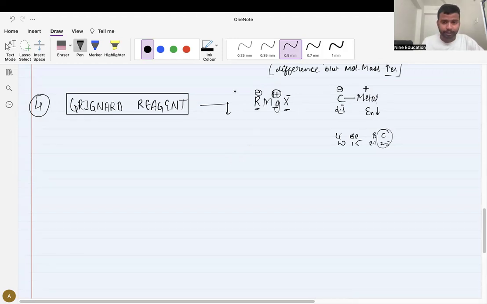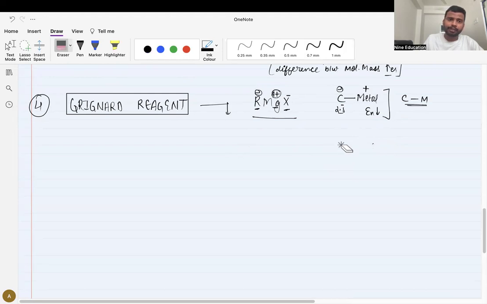देखें, so these compounds in which you have carbon metal bond, these compounds are known as organometallic compounds.